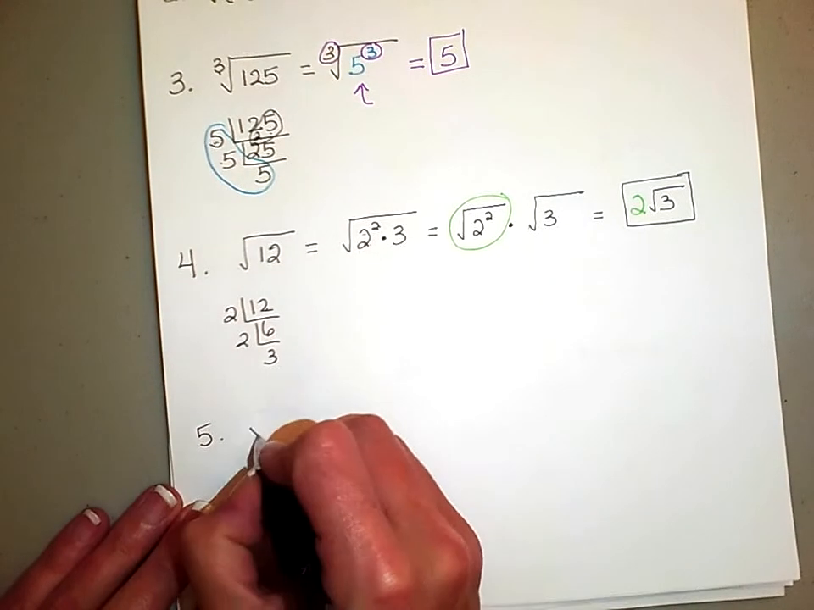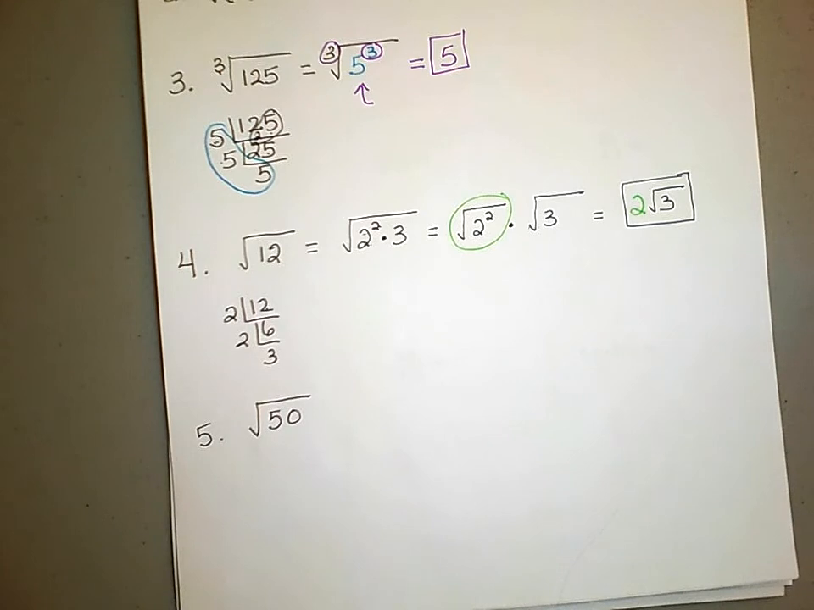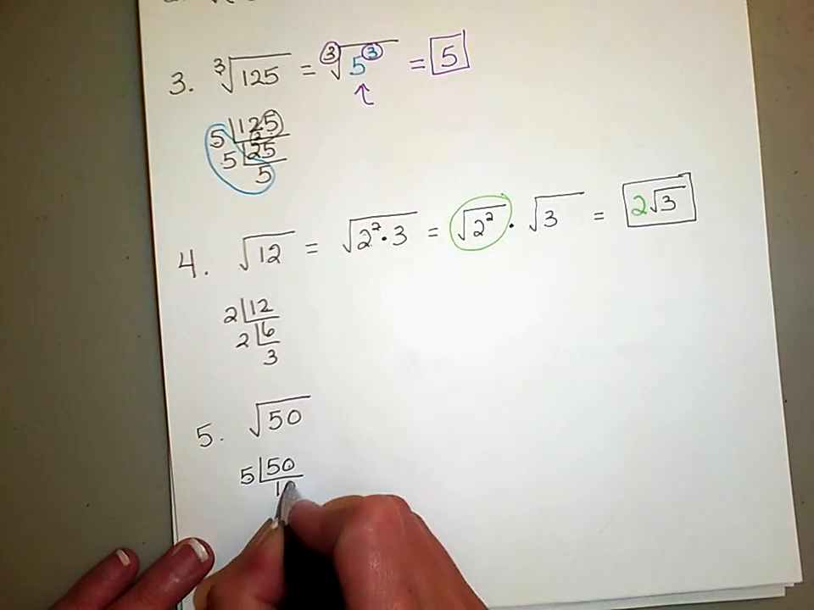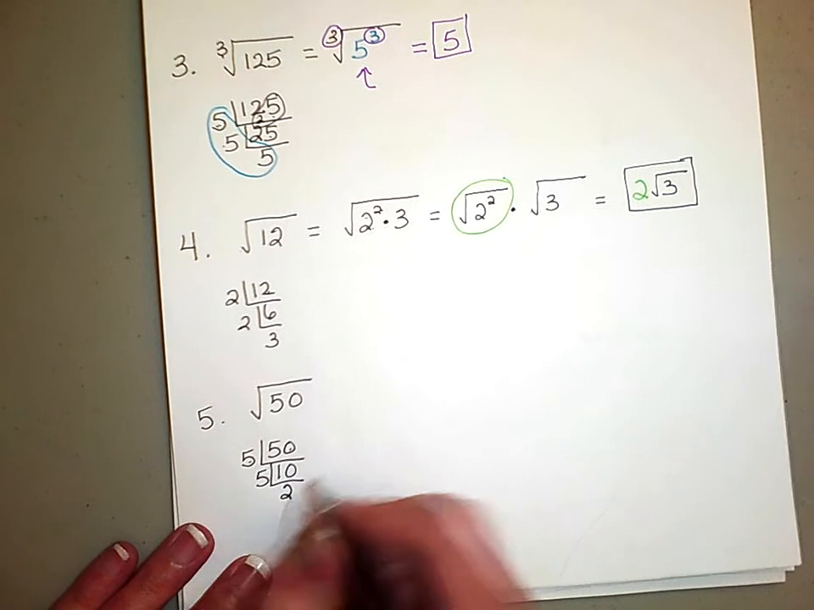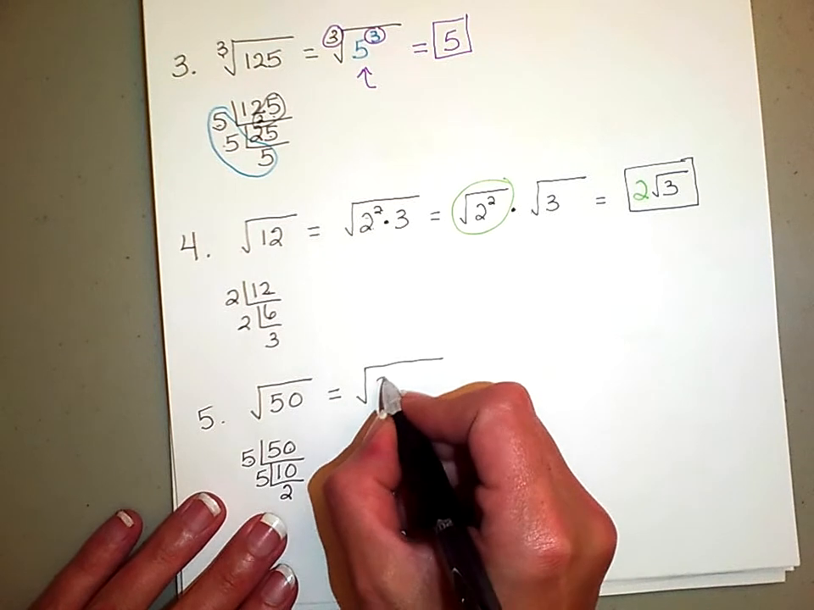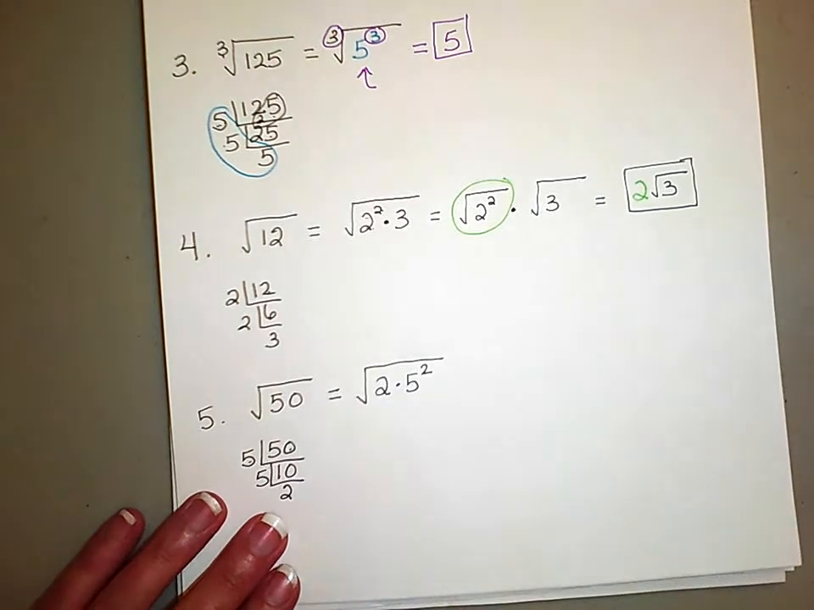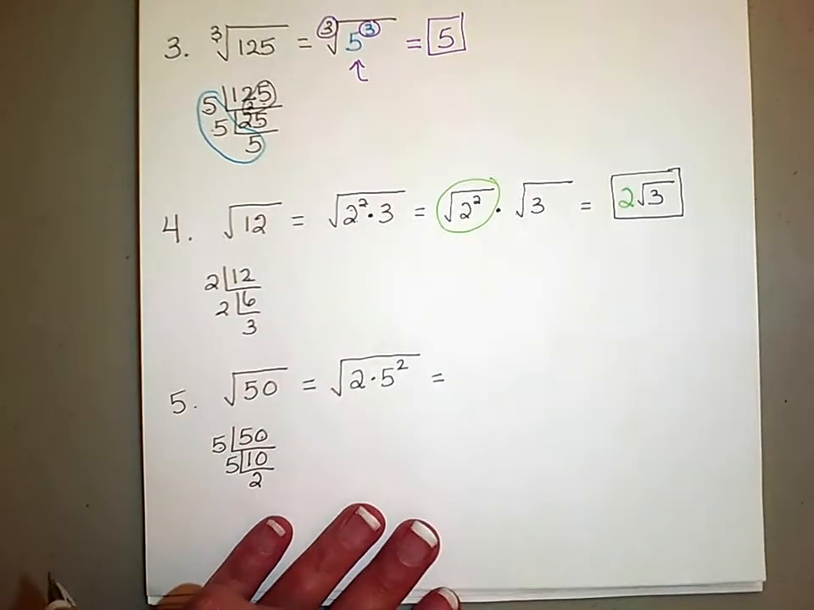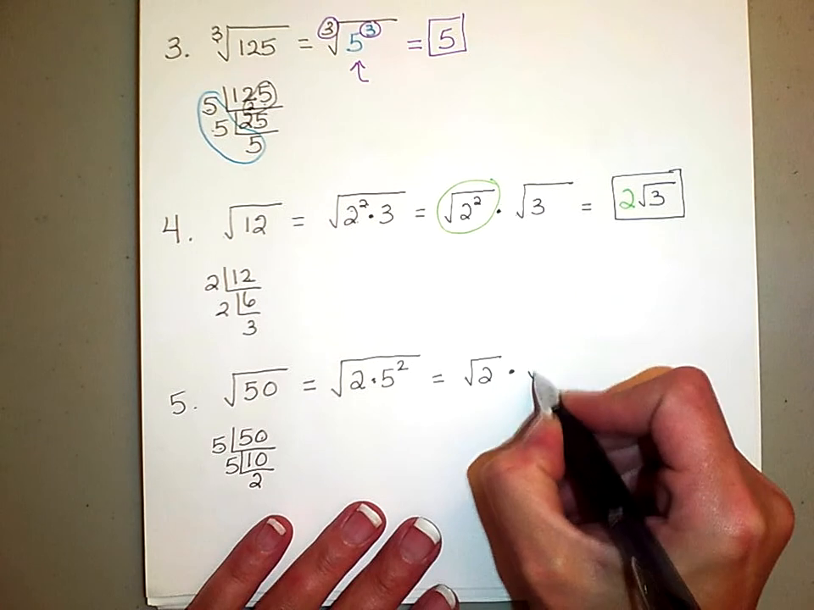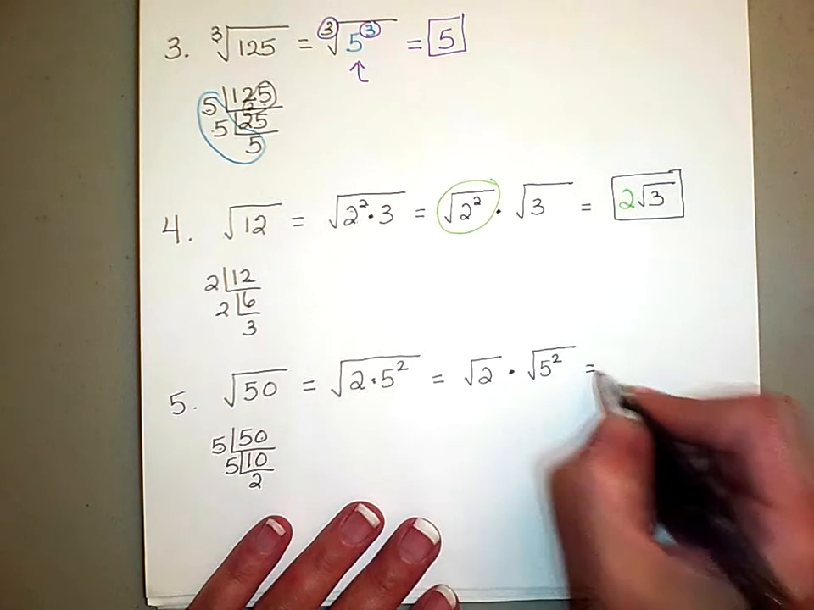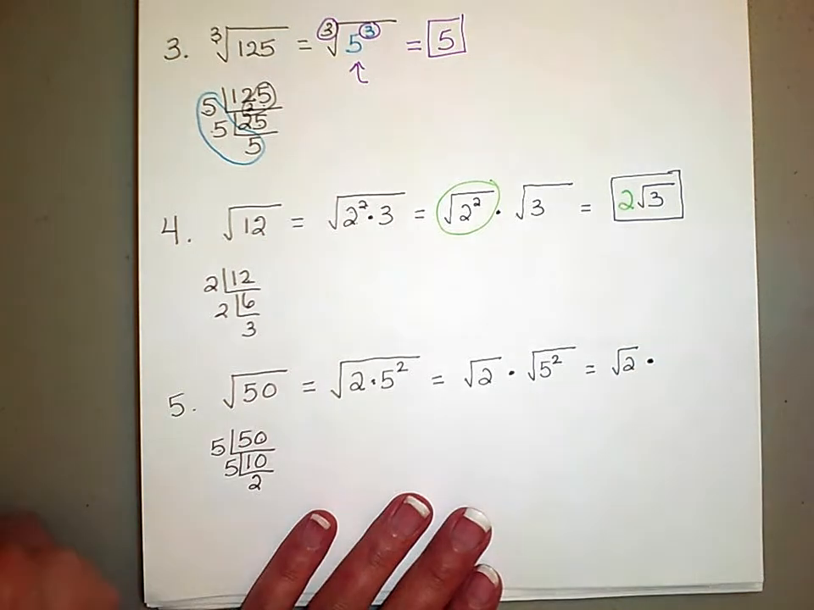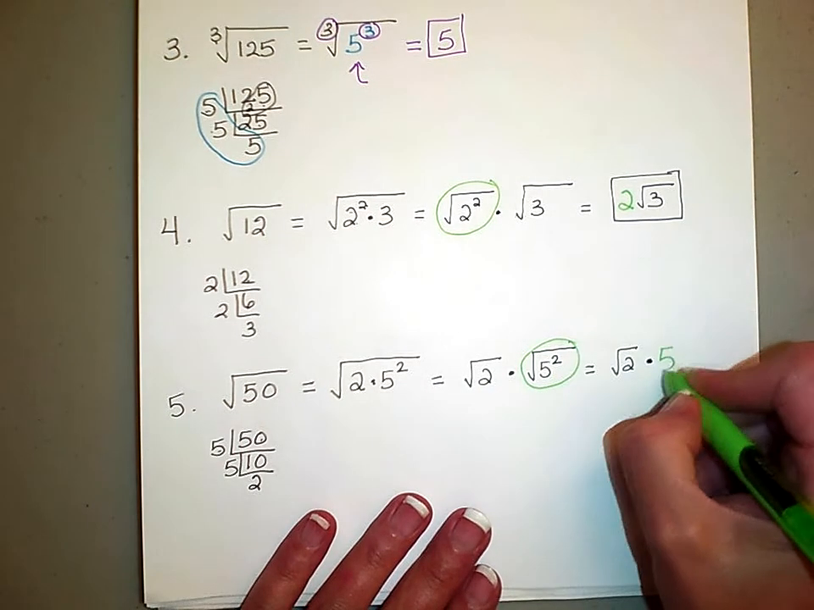So let's try 5. The square root of 50. First, we need to find the prime factorization. 5 goes into 50 10 times, and 5 goes into 10 2 times. This means we could rewrite the square root of 50 as the square root of 2 times 5 squared. Following in the same manner as above, this is multiplication, so we can take the square root of the first factor times the square root of the second factor. Now the square root of 2 cannot be simplified. However, the square root of 5 squared is 5.